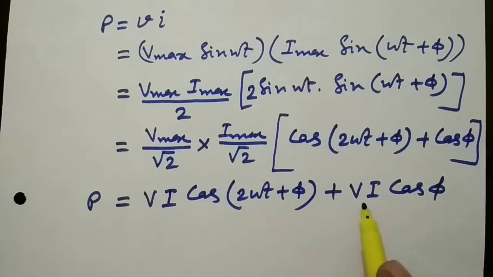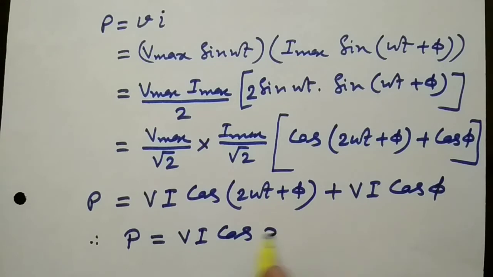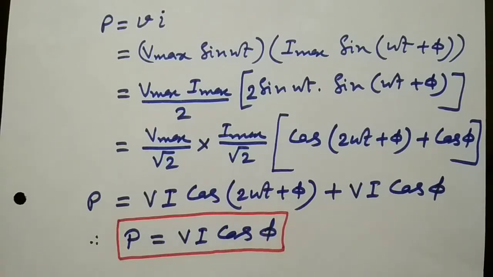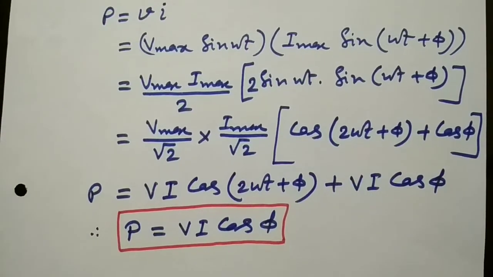On the other hand, this is Vrms Irms cos phi, where phi is tan inverse of XC upon R, that we have discussed earlier, and it is a constant value. Therefore the average power for an RC series circuit will be VI cos phi. This is the expression of the active power in an RC series circuit. You can see that this formula is exactly the same as what we obtained in the RL series circuit.